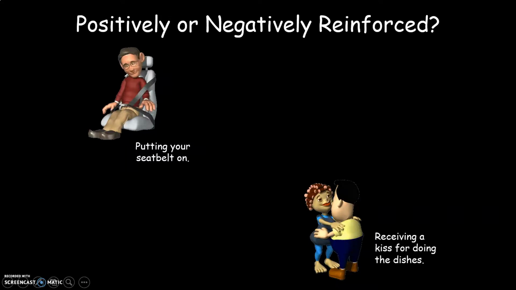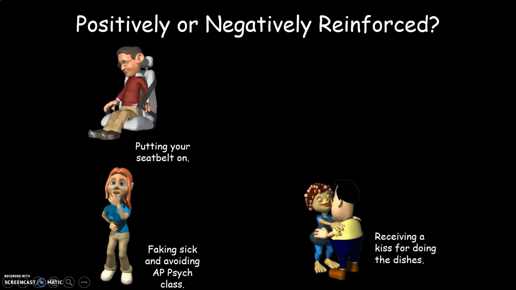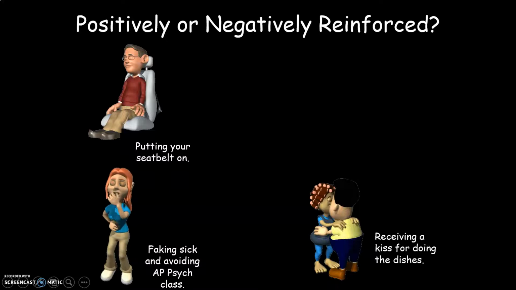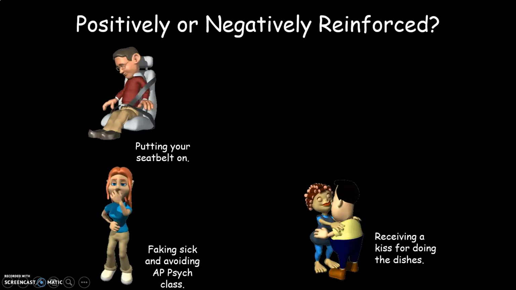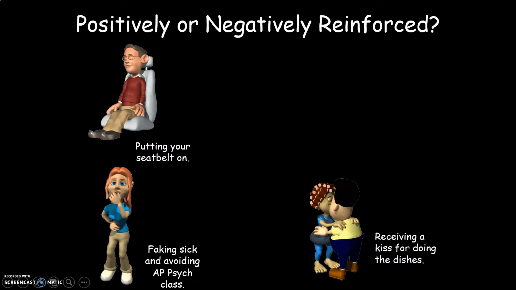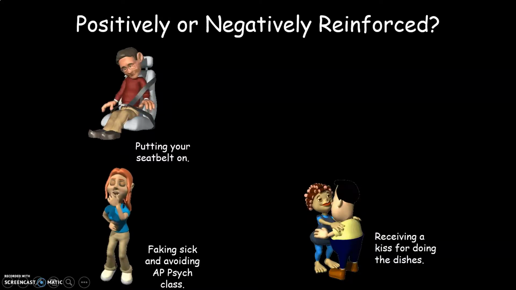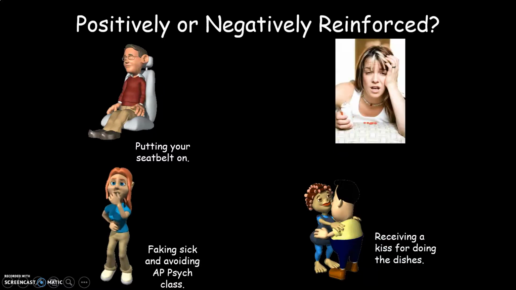Here's another one. This couple here, he receives a smooch for doing the dishes, so that's going to be a positive reinforcement. The husband in this situation wants the smooch, so he's going to do the dishes again. Okay, she's faking sick to avoid a class. So the class, obviously, if she's avoiding the class, is going to be the negative thing. The class is the thing that's taken away. We're taking away the unpleasant thing.